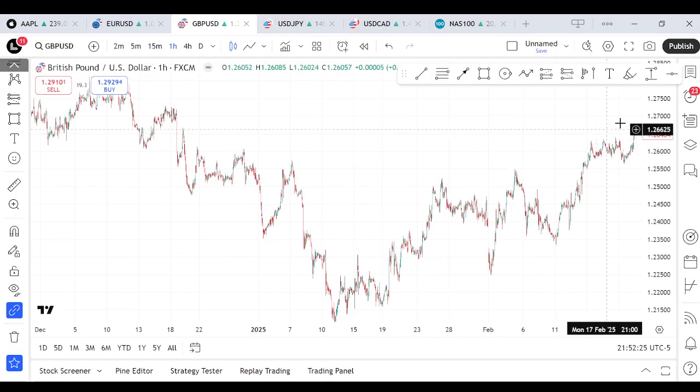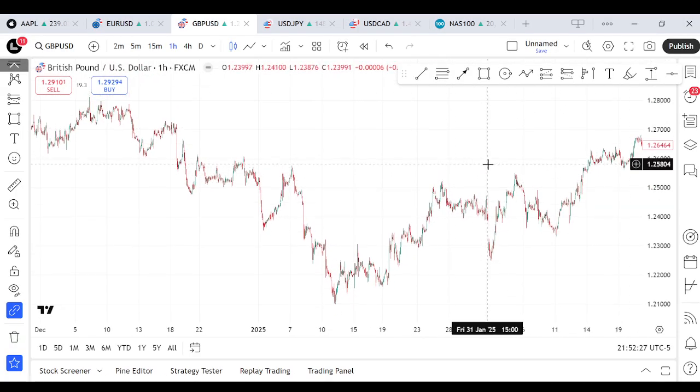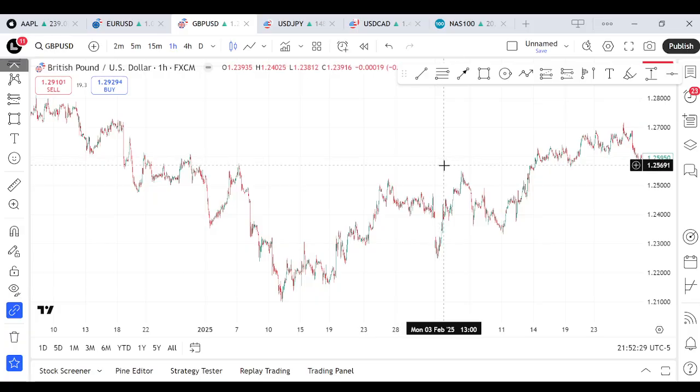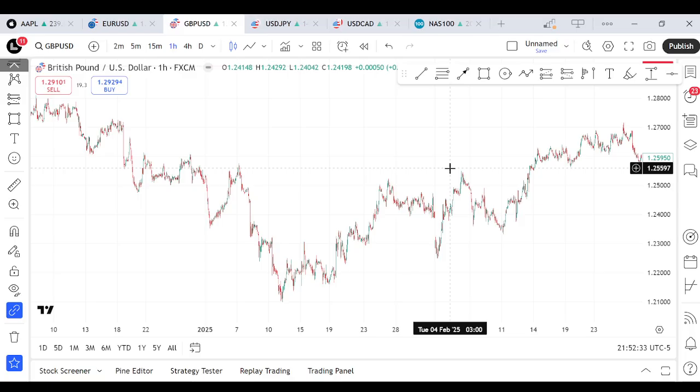We are on the GBP USD on the 1 hour time frame, and I will use this to explain the Fibonacci price action strategy. But first of all, what is the Fibonacci price action strategy? The Fibonacci price action strategy combines two essential tools in trading: Fibonacci retracement levels and price action analysis.